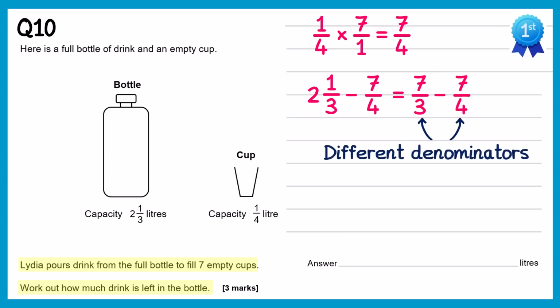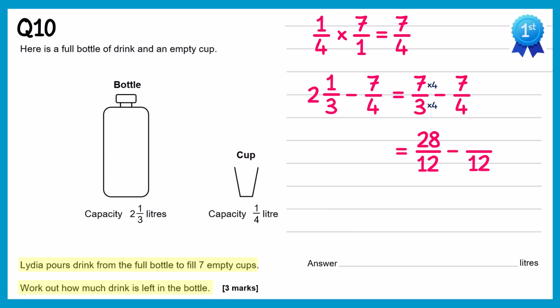These two fractions have different denominators, which means we can't subtract them straight away. We need to convert them to have the same denominator. The lowest common multiple of 3 and 4 is 12, so we can rewrite both of these as something over 12. To get from 3 to 12, we would multiply by 4, so we would multiply the 7 on the top by 4 as well. 7 4s are 28. So 7/3 is the same as 28/12. For the second fraction, to get from 4 to 12 you multiply by 3, so 7 times 3 is 21. So 7/4 is the same as 21/12.